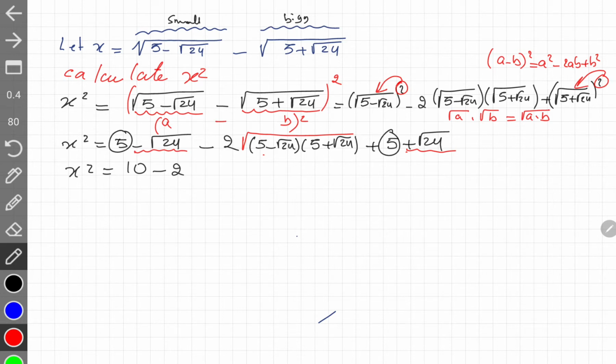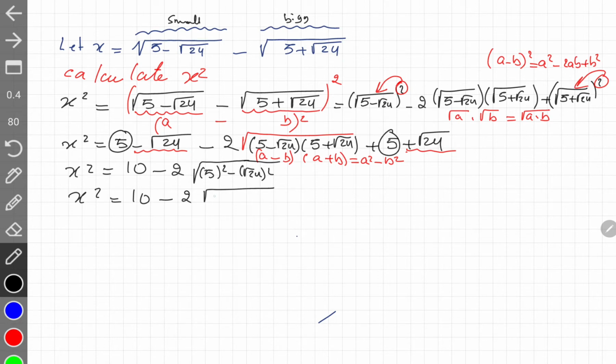Here we should use the next remarkable identity, a minus b times a plus b, which is equivalent to a squared minus b squared. We put a radical: a squared is equal to 5 to the power 2 minus radical 24 to the power 2. X squared is equal to 10 minus 2 radical. 5 squared is equal to 25. The square is above the radical, we cancel the square and the radical. X squared is equal to 10 minus 2 radical 1. And we know that radical 1 is 1. 1 multiplied by 2 is 2. X squared is equal to 8.